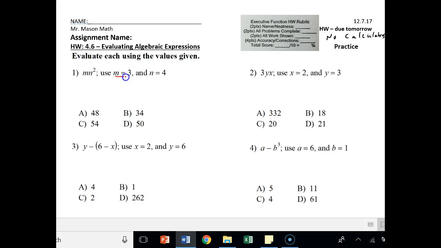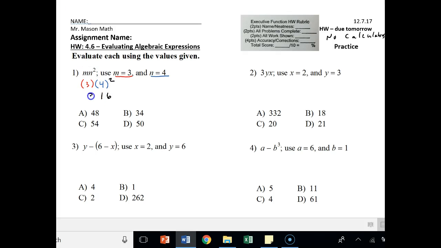So if m is equal to 3 and n is equal to 4, then we're in this case plugging in 3 parentheses 4 squared, and then we're following order of operations. So notice we do exponents first before we multiply. This does not mean 34, it means 3 times 4, but we have to do the 4 squared first. So 4 squared is 4 times 4, not 4 times 2, so that gives us 16.